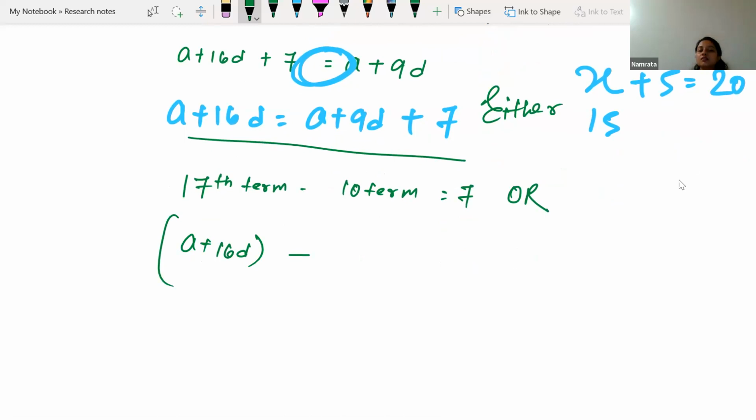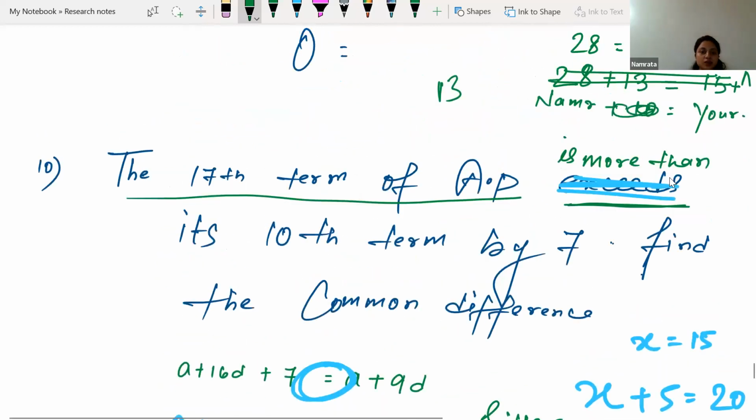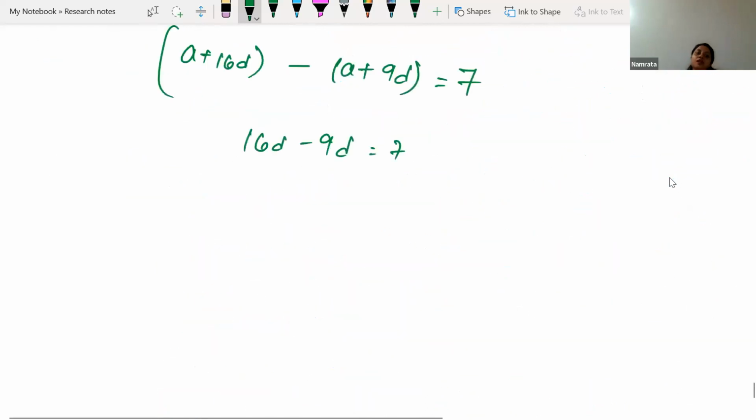A plus 9d, A will cancel out each other, you will be having 16d minus 9d. Directly you will be getting the common difference only, and that's what is asked. Okay, let's move to the next question.